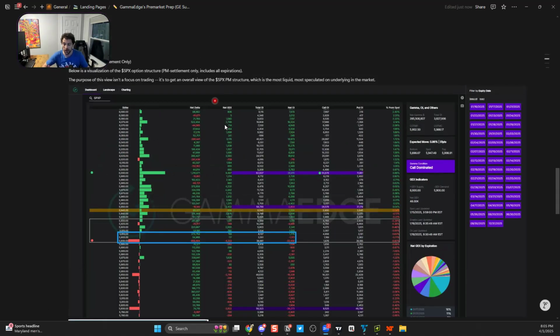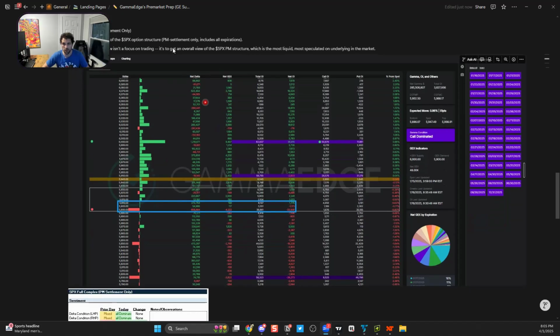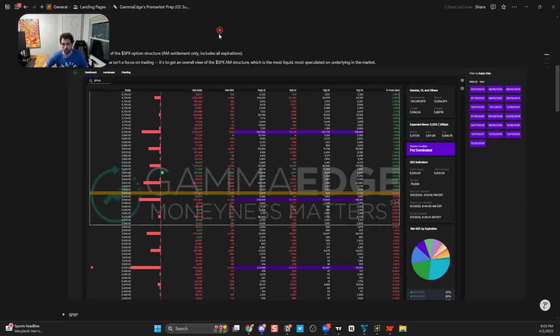Just as a reminder, here's a past example of what a call-dominated structure looks like. The biggest thing you should see is just green everywhere. Call-dominated strikes up and down the structure. Again, this is what a constructive, bullish foundation looks like. Going back up to SPX-A one more time, this was certainly not the case heading into the market open today.